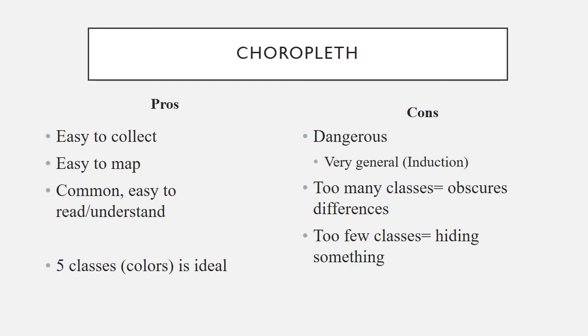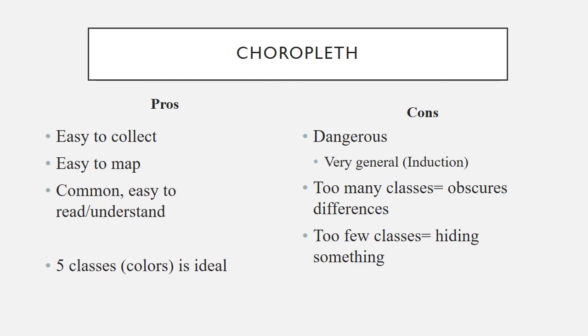Beginning with choropleth maps, we can talk about the pros and cons of each style of thematic map. For a choropleth map, some of the benefits are that it's relatively easy, most of the time, to collect and map data on these maps, especially when you're displaying data for large areas, right? A state or a county or something like that. And in general, these maps are very common. If you've seen a thematic map before, you've very likely seen a choropleth map. And typically, they're easy to understand.